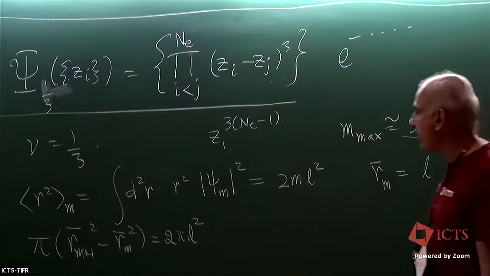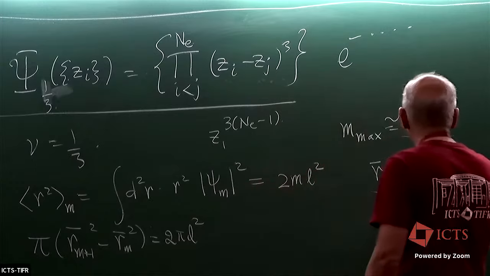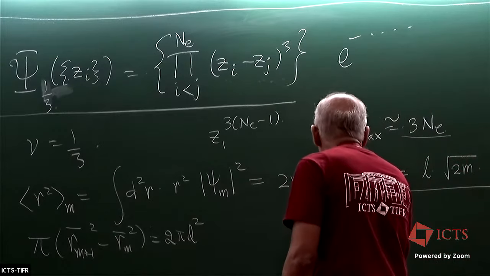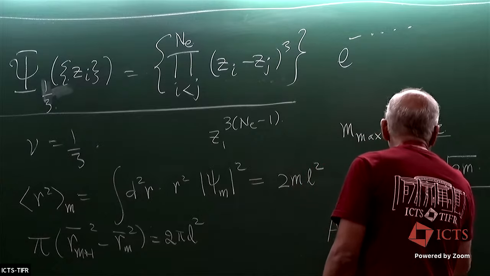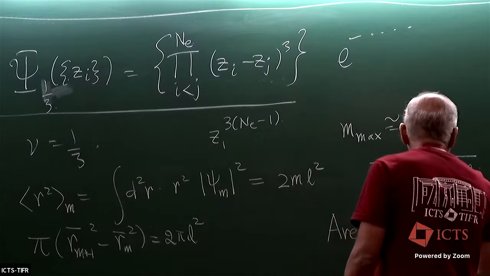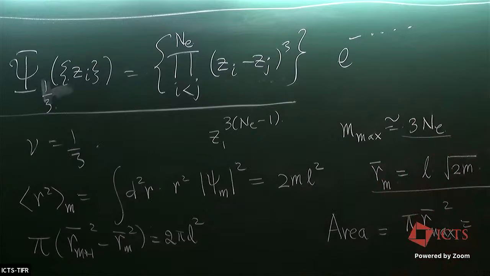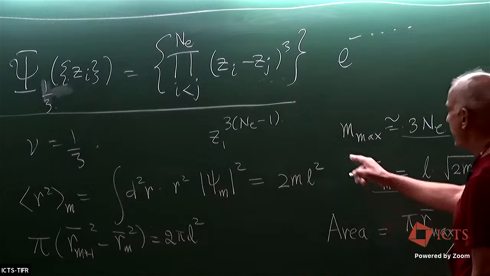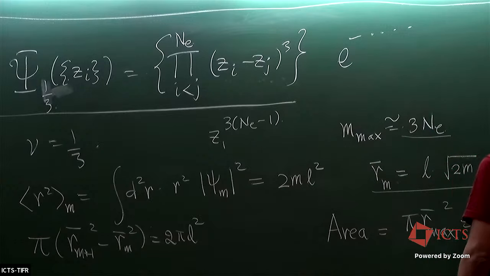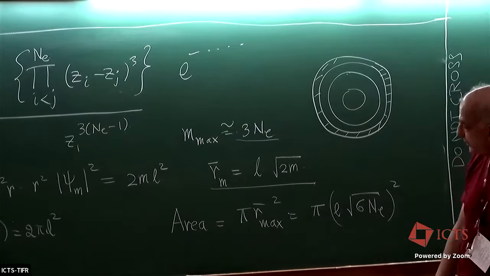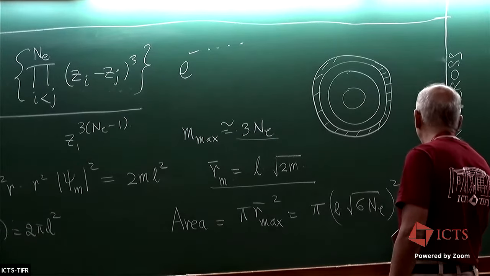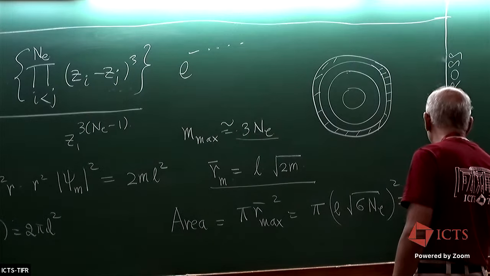Okay. So now this is the value. So now what is the area of this droplet? The area of the droplet is pi times R bar max squared, right? R bar max is, what is it? R bar max is L times the square root of 6 N_e, squared. Let me write it as 2 pi L squared times 3 N_e.